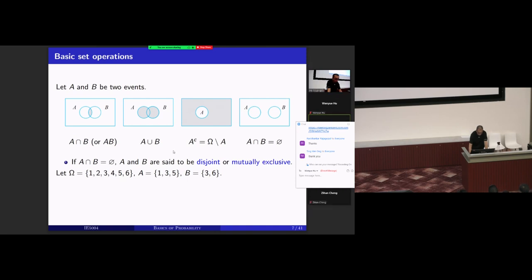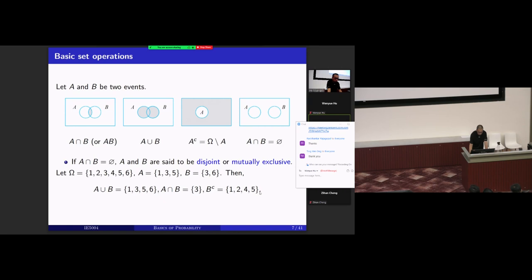So these are some standard set operations. And I give you a very simple example. Say if we flip a die, the outcome is like this. If event A is 1, 3, 5, and event B is 3 and 6, then A union B would be the set of outcomes either in A or B, right? It should be 1, 3, 5, 6. A intersect B will be the set of outcomes both in A and B. The common one is just 3, so this set is just the set containing 3. And what is B complement? It should be in the sample space, but not in B. It should be 1, 2, 4, 5.